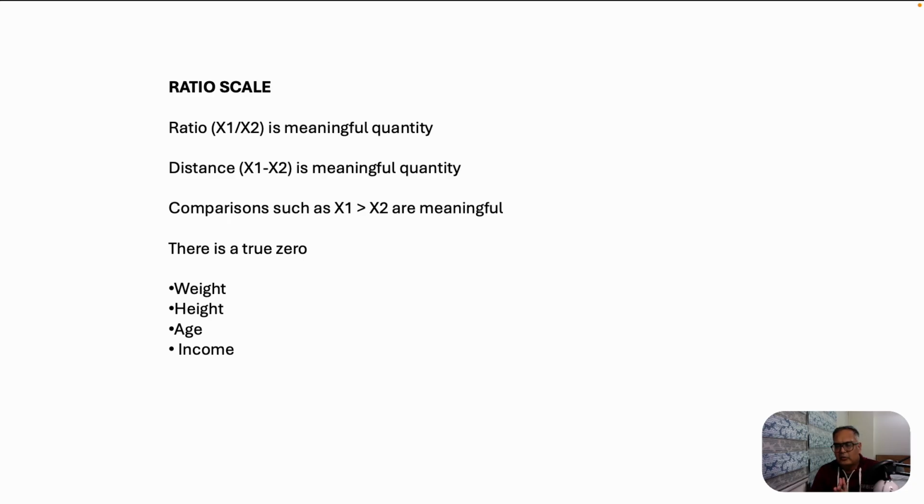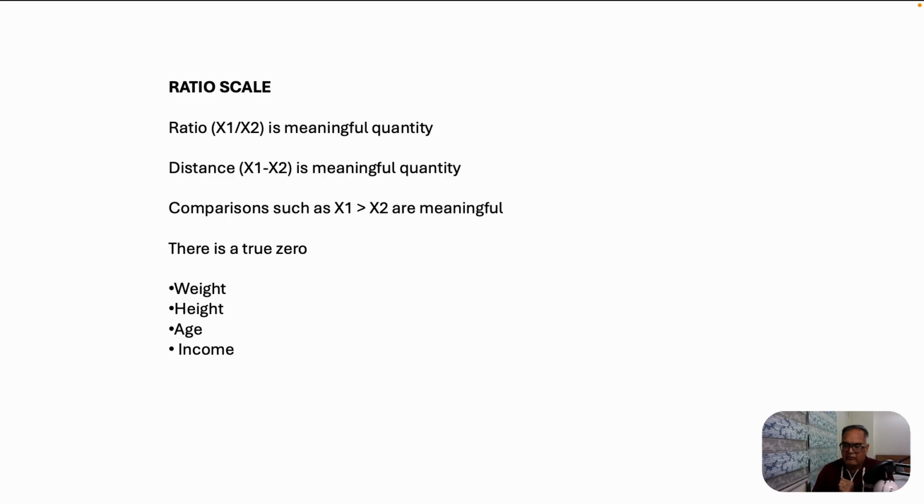And there is a true zero. So what do we mean by this? When we say that the weight is zero, that means there is no weight. The income is zero, that means there is no income. The age is zero, that means there is no age of that person; he is not even born yet. But essentially you can see the first three qualities in any variable when you look at the ratio scale: the ratio is meaningful, distance is meaningful, and comparisons are meaningful.